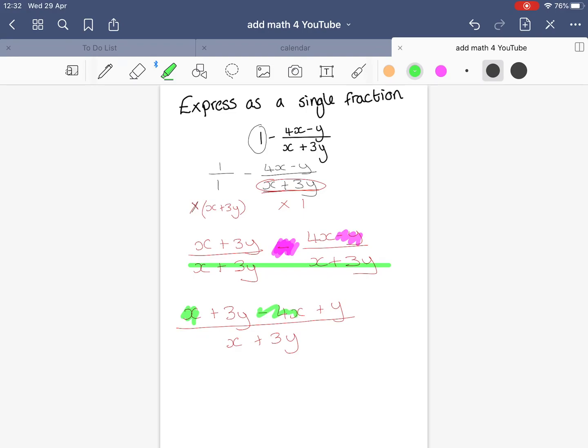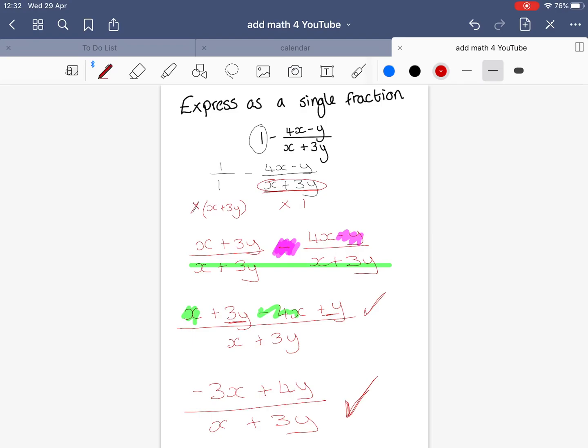Simplify. So we've got x minus 4x, well, that's minus 3x, and 3y plus y is 4y, over x plus 3y. And that's it, because all they've asked is express it as a single fraction. As soon as you have a single fraction, I technically could have left it like this, but I just like to simplify. That's your answer.